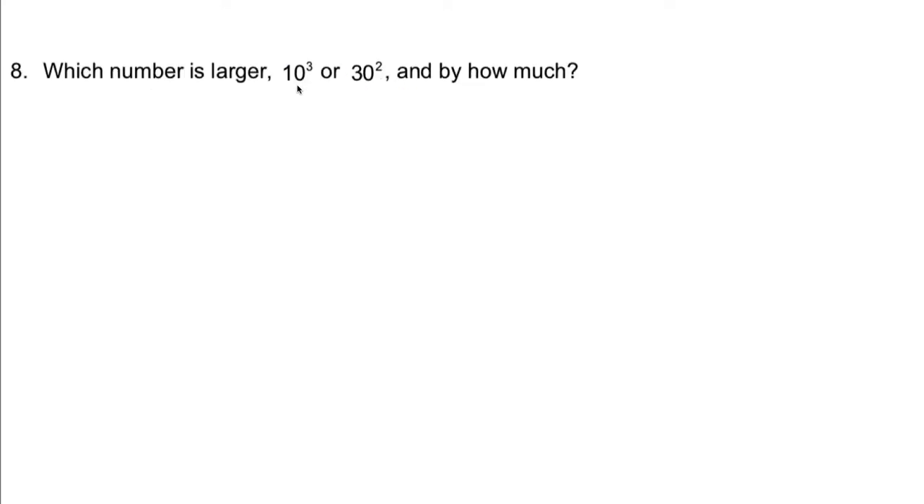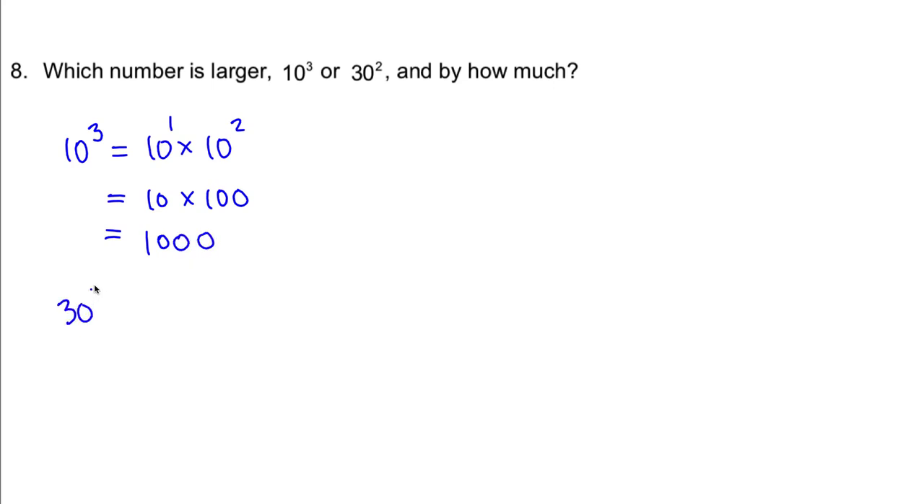Here we are asked which number is larger, 10 cubed or 30 squared. 10 cubed we know means 10 times 10 times 10, or 10 times 10 squared, because that's one copy of 10. That's two copies of 10, all of them being joined by multiplication. And 10 times 100 is 1,000.